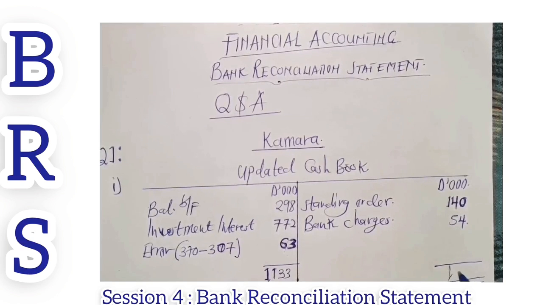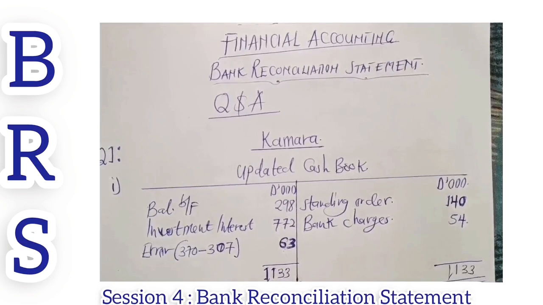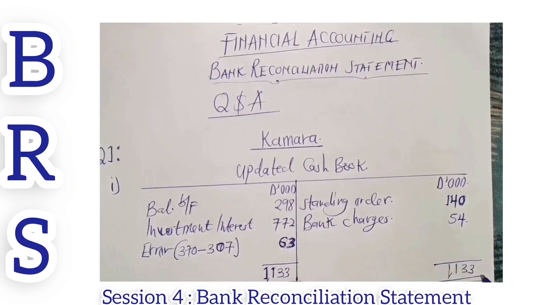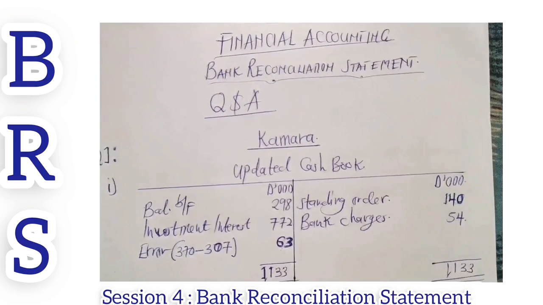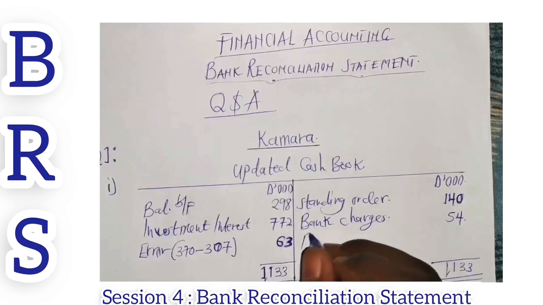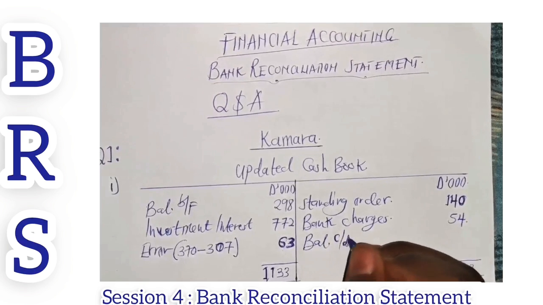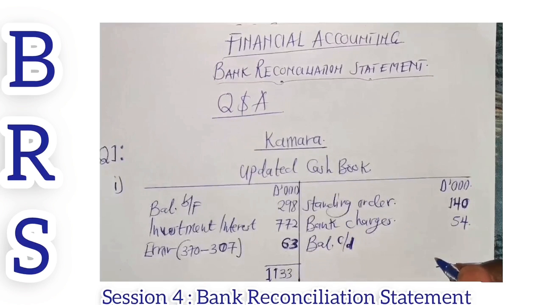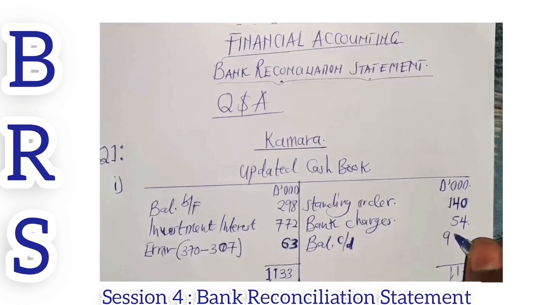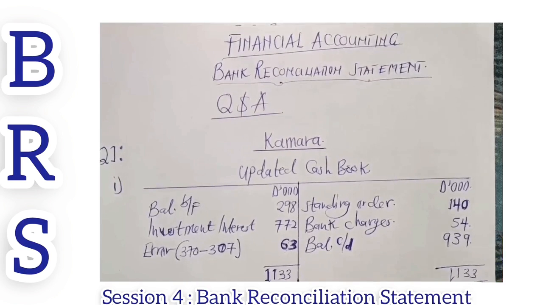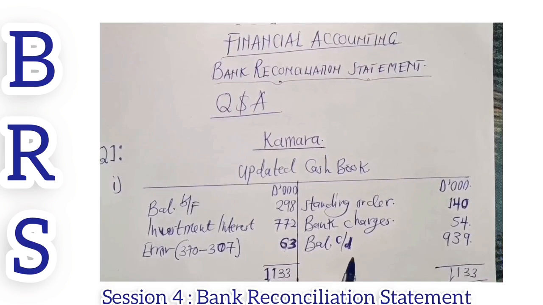So here it's the same thing, 1,133. I'll take the difference of the summation of these two, and that difference should be the balance that should carry down to the next financial period or financial month. So here the difference, when I punched, I had 939. So that will be a balance carried down. So you're going to bring it to the next period, which will be a balance brought down.